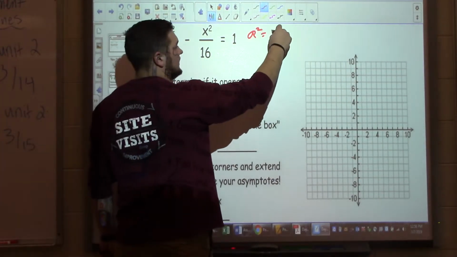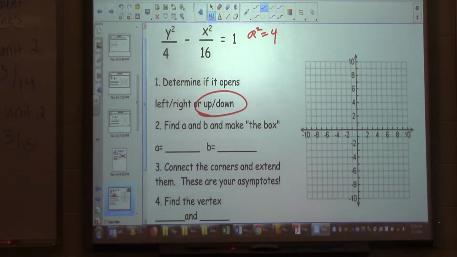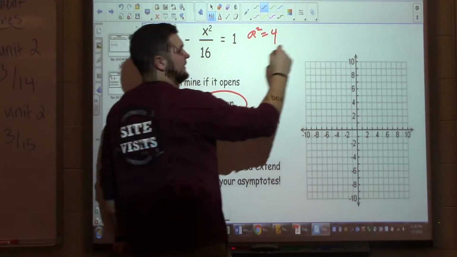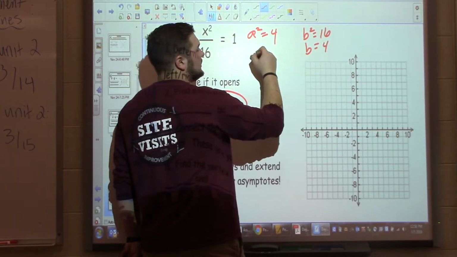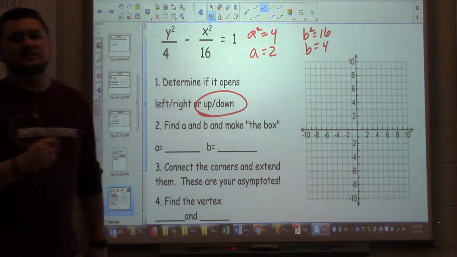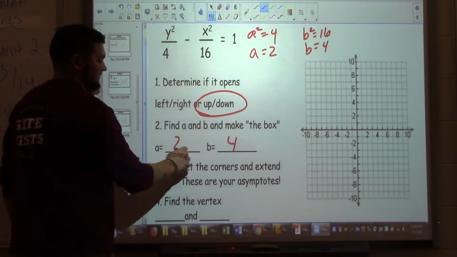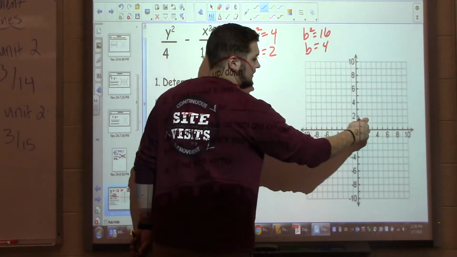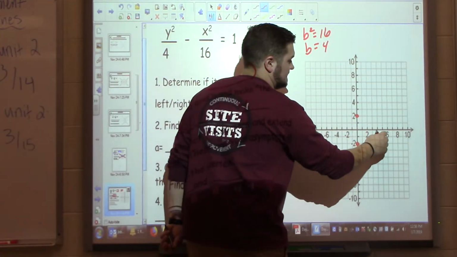4, right? Remember, with hyperbolas, when it's that subtraction, it is not always the bigger number. It's the first number. B squared is 16 then. So B is 4, A is 2. Same thing, make the box. I'm going 2 on my y-axis, up and down, and 4 on my x-axis, left and right.